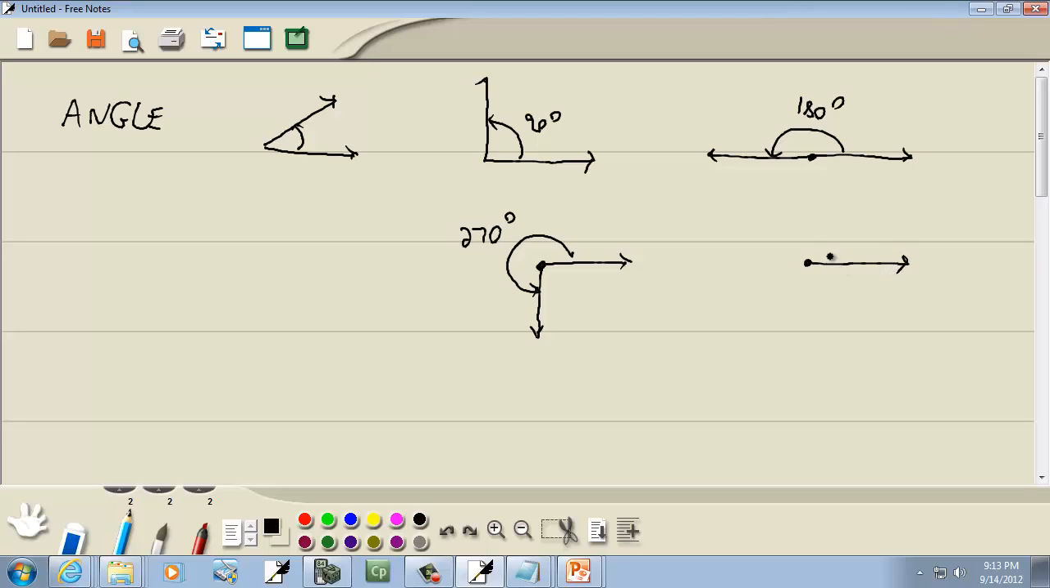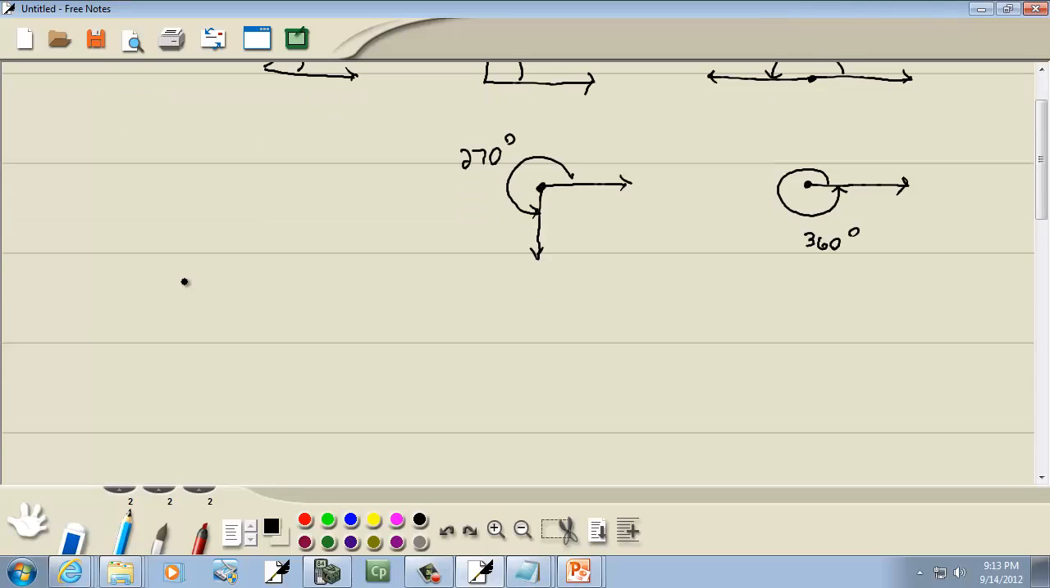Now if we got our initial side here and we go all the way around, and our terminal side is the same as our initial side, this is 360 degrees. So we went all the way around. So if this is 90, about halfway is 45. This right here might be about 45 degrees.